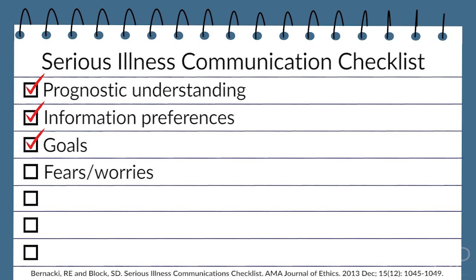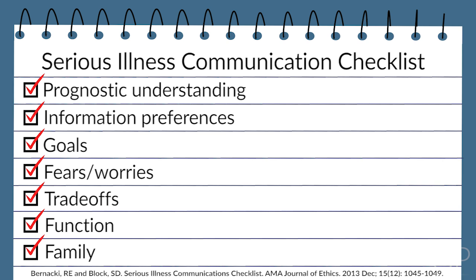Fears and worries. What are your biggest fears and worries about the future with this illness? Trade-offs. If your child becomes sicker, how much do you think it makes sense to have him or her go through different treatments for the possibility of gaining more time? Function. Are there specific conditions or states that you would not find acceptable for your child to be in? And family. How much have you and your child talked about these issues?